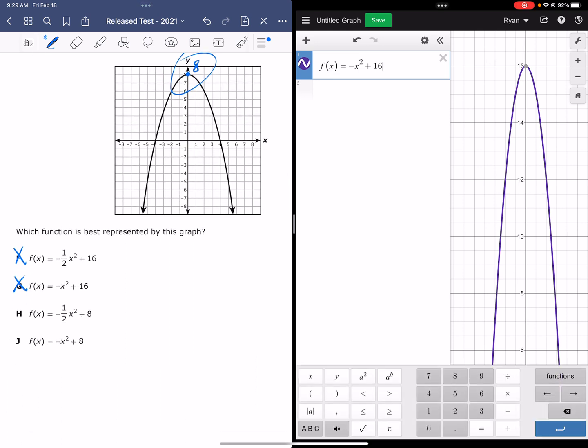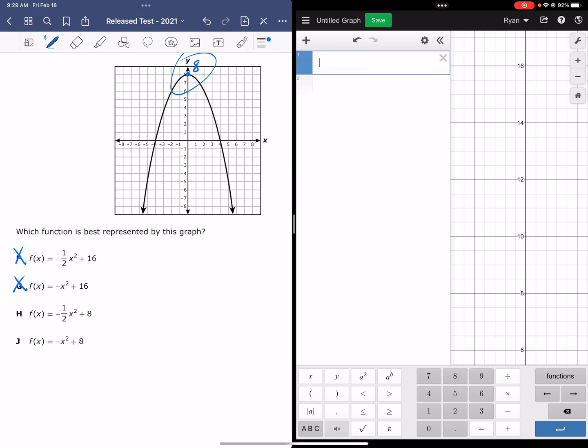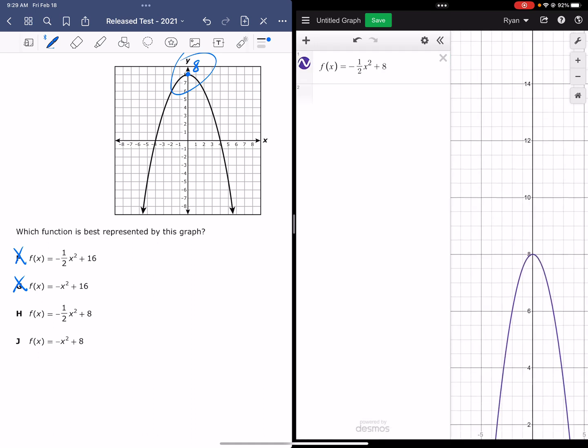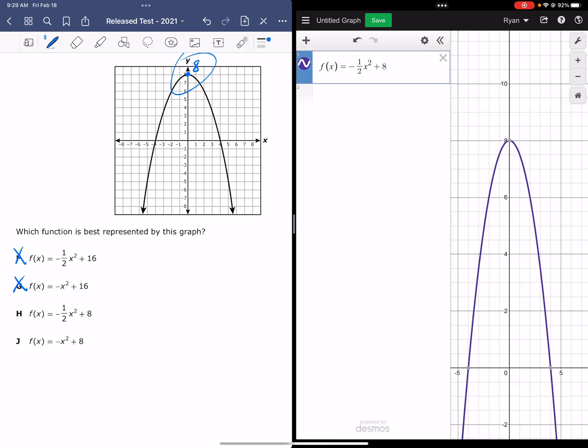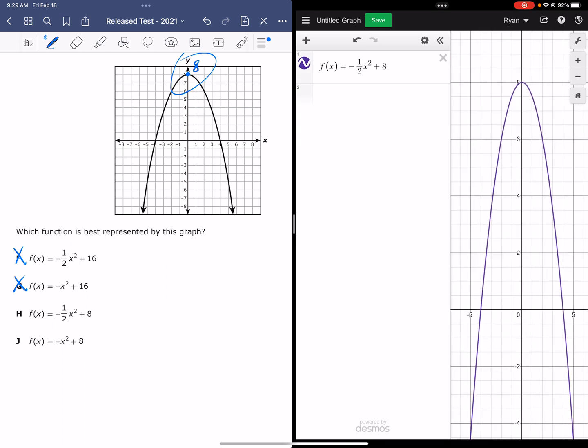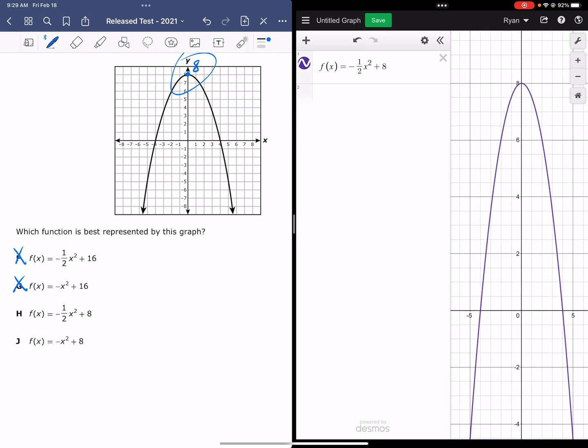Letter H is our next option, so we will delete out what was in there from before and type in that answer choice. Negative 1/2, make sure you arrow out of the denominator, plus 8. Now, you'll notice this time that we do cross the y-axis at 8, but does that mean that it's the correct answer? Let's see if we can pick up on anything else that would clue us in on the fact that we have got the right answer here.